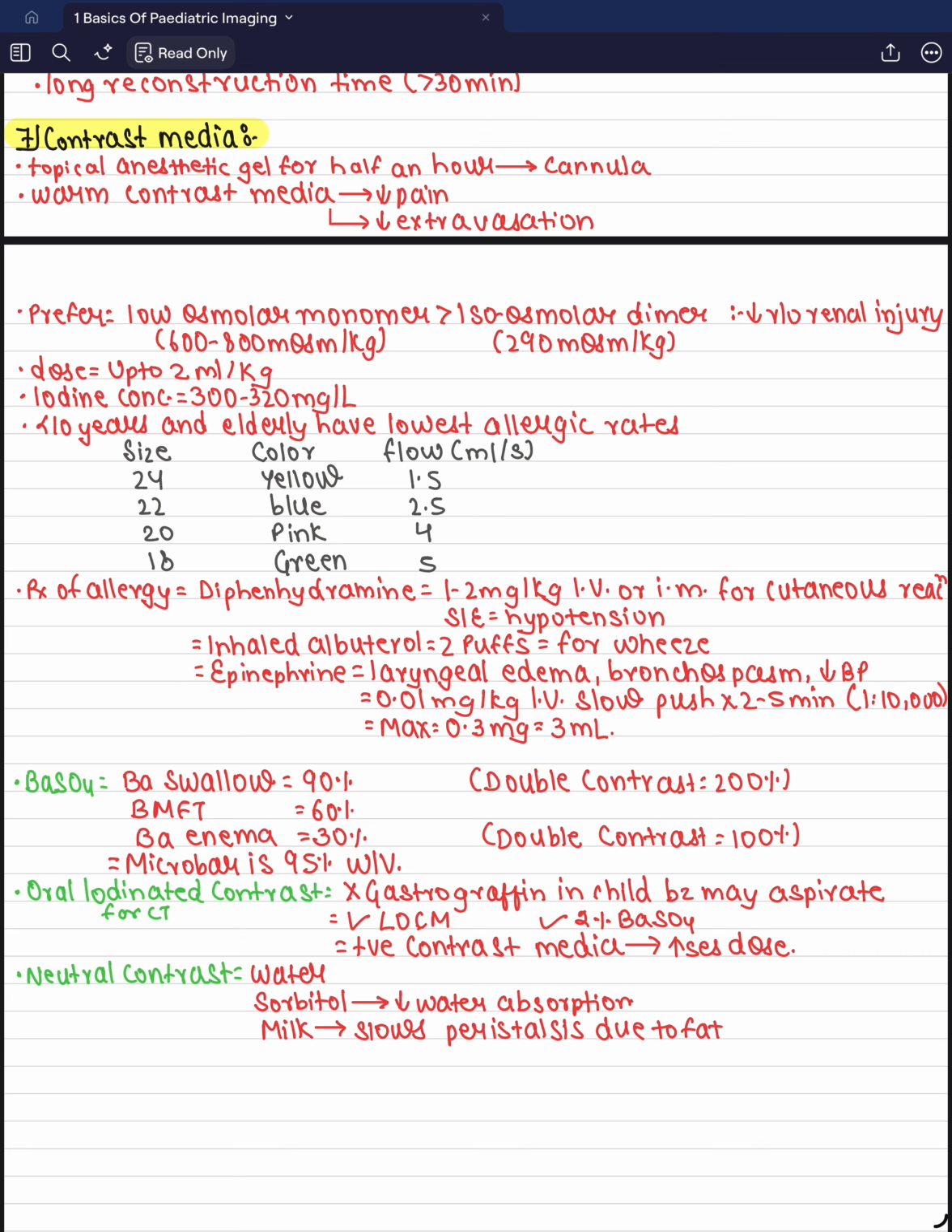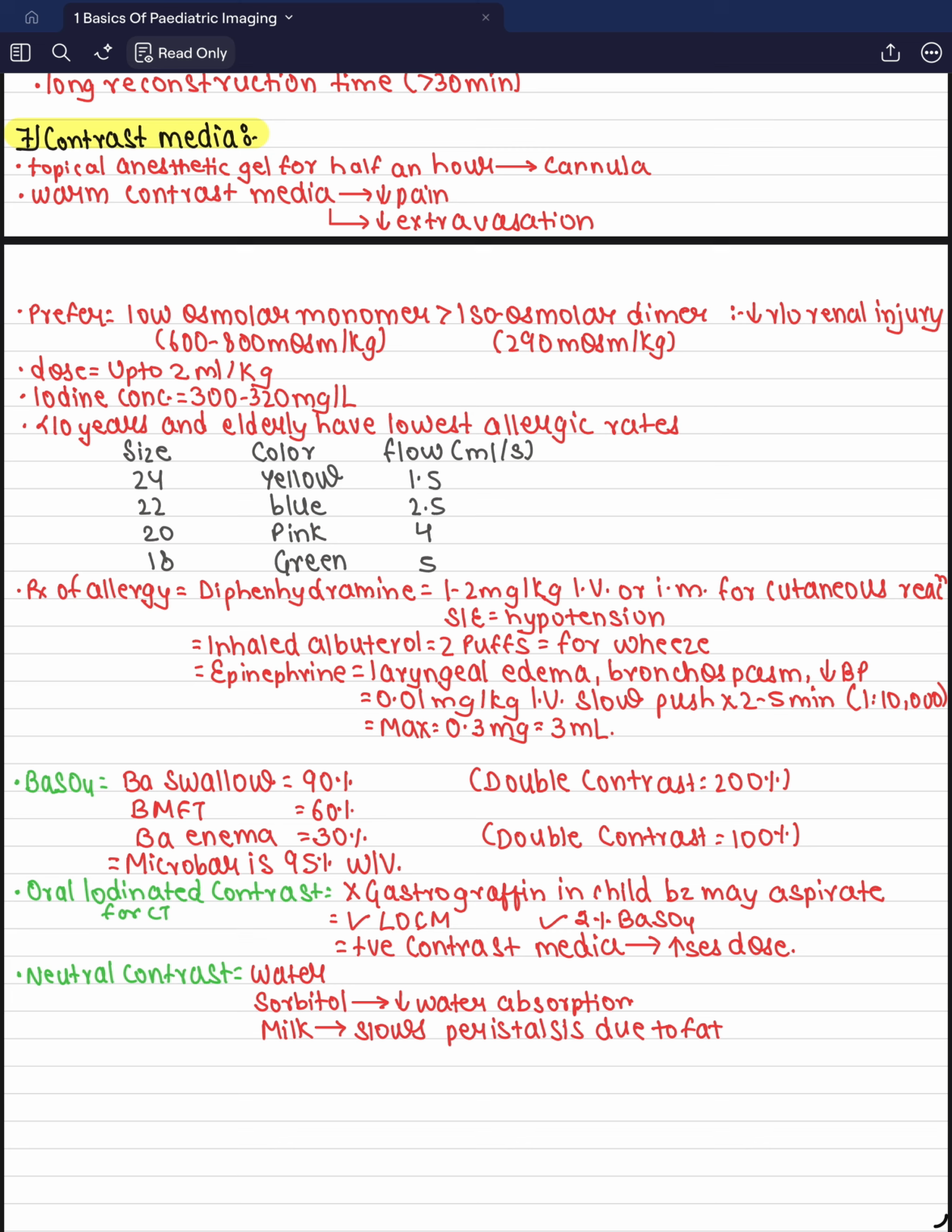Then in children less than 10 years and in elderly patients, they have the lowest allergic rates, so the chances of allergy are comparatively less. Then what are the cannulas that we can use? There are different gauges that we can use. The sizes are 18, 20, 22, 24. The colors are green, pink, blue and yellow, and the flow rate in ml per second is 5, 4, 2.5 and 1.5, like that.